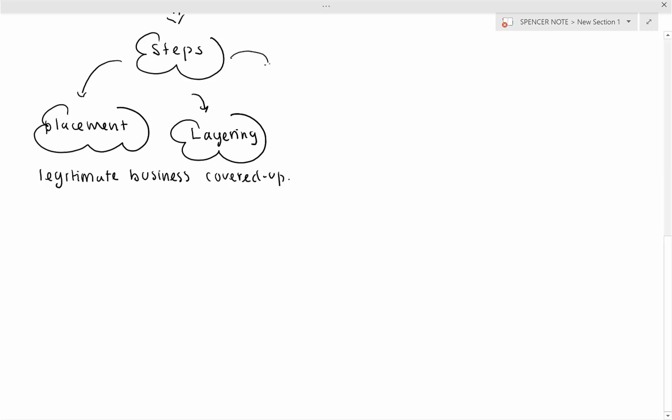And the final step in money laundering is integration. Under integration, what we are basically doing is converting the money into legitimate form. So basically, this money is then used to purchase property, financial instruments, or simply to spend.